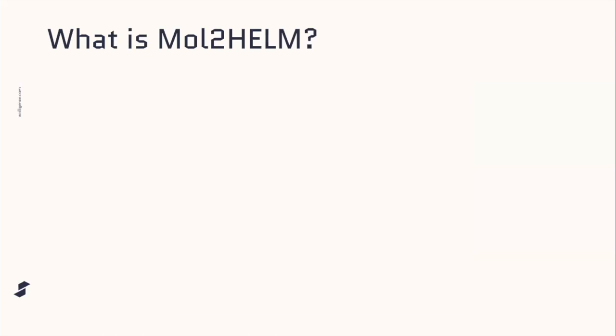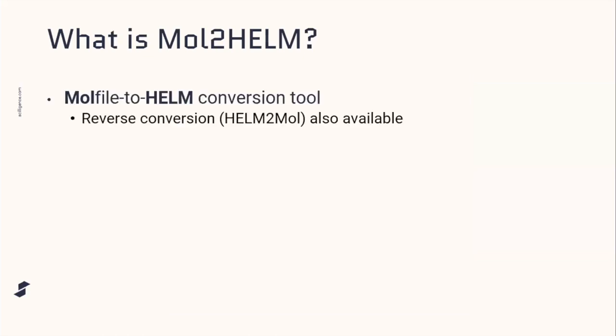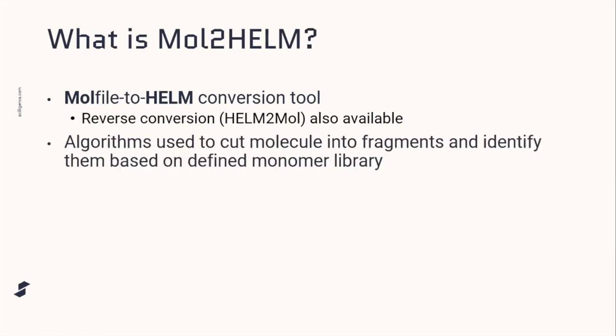So what is Multi-HELM exactly? Multi-HELM is a mol-file to HELM conversion tool. It's made to make it easier to take just an atom bond structure and identify exactly what the HELM string should look like accordingly. Reverse conversion, of course, is also available, HELM to mol. That is very much the easier part. You have your HELM string, you look at your monomer definitions, and you expand them out. But the real challenge of conversion between HELM and mol file is in this direction, mol to HELM.